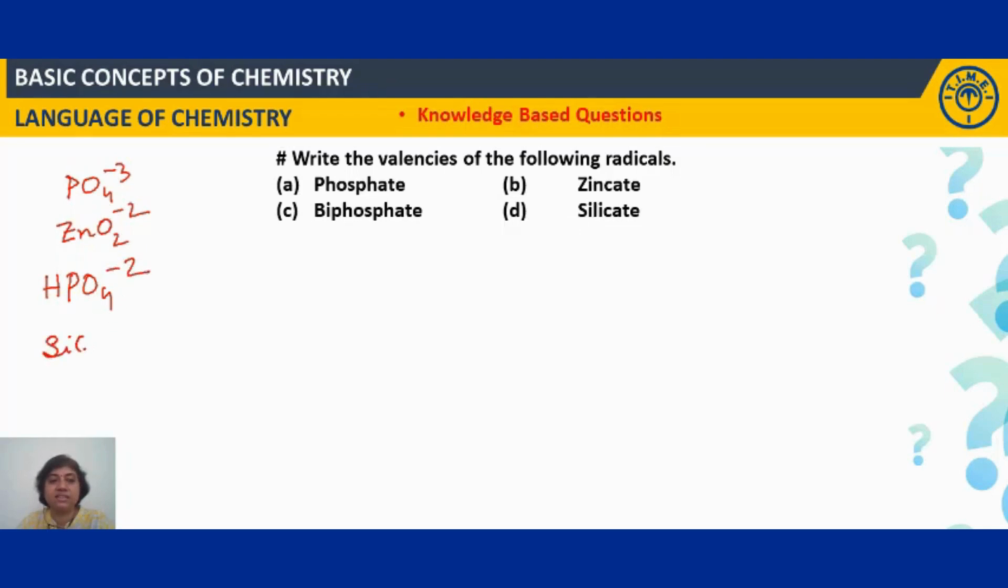We didn't discuss this in this class. So I am just writing it. SiO3 minus 2. Fine. So now write the valences. So here for phosphate it is minus 3. Biphosphate, this is the biphosphate one, minus 2. Zincate minus 2. Silicate also minus 2. Fine. Okay. Now let's see the solution.